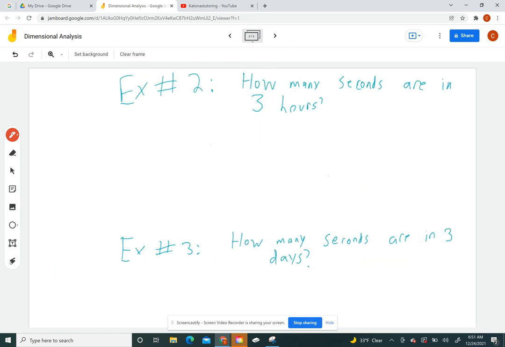Sometimes you're going to have to use multiple conversion factors because you have to travel across multiple units. For instance, in example 2, we start with 3 hours, and we want to know how many seconds are in 3 hours. So there are going to be 2 conversion factors that I use here. So let's start. I've got 3 hours.